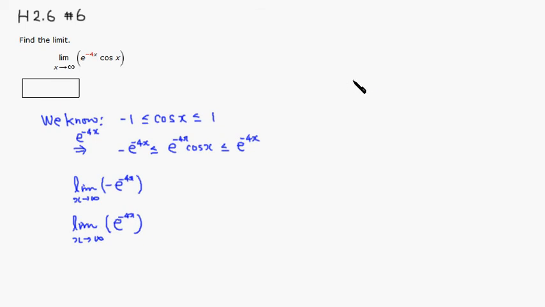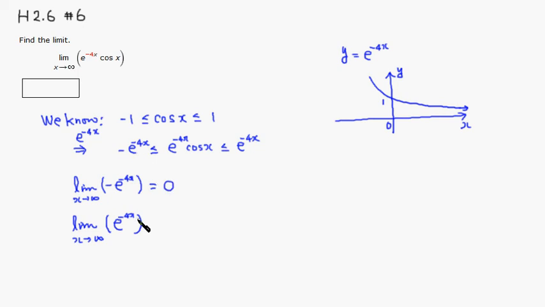Remember that exponential function, let's say the graph of e to the -4x. Because of the negative sign, this is actually a decreasing exponential function. You can see that it looks kind of like this. Here's 1 and getting closer to 0. So we know that the limit of this guy is going to approach negative 0, it doesn't matter, it's going to approach 0. And the positive one, this guy is also going to approach 0.